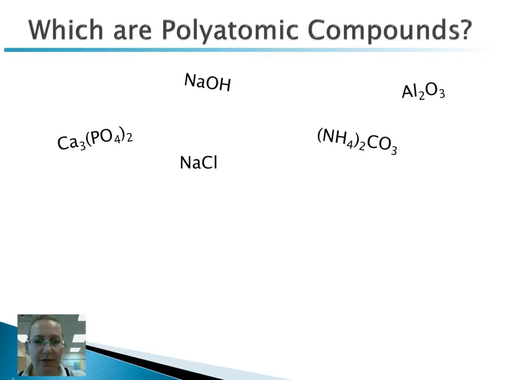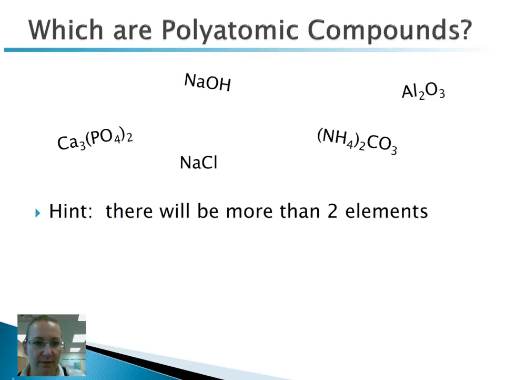So if I gave you a bunch of formulas to look at, that's a good hint when you have to pick them out of a group. Okay, so if we're looking for ones that have more than 2 elements, that would be one, this would be one, this would be one, but NaCl is just 2 elements, AlO is just 2 elements.